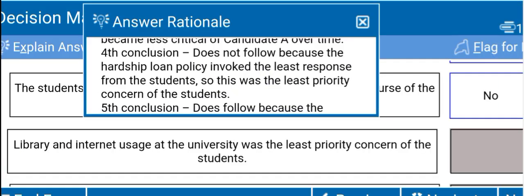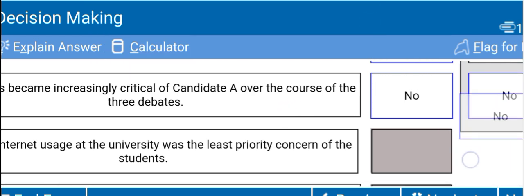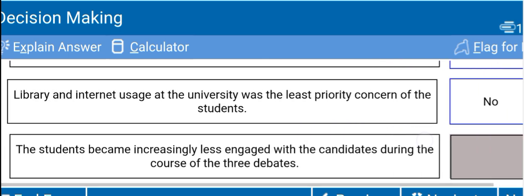Fourth conclusion says library and internet usage at the university was the least priority concern of the students. It does not follow because the hardship loan policy invoked the least response from the students. So this was the least priority concern of the students. So this conclusion does not follow. So again we will drag a no and drop it here.